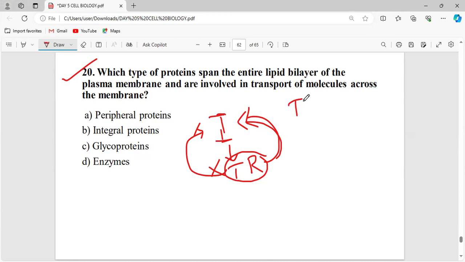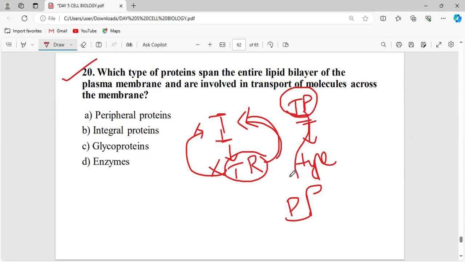I repeat the statement. Transmembrane protein is a type of integral protein. Integral protein has a type called the transmembrane protein. So all transmembrane proteins are definitely integral proteins. So the statement is right. I'll repeat the statement, just make a note of it: all transmembrane proteins are integral, but not all integral proteins are transmembrane proteins.